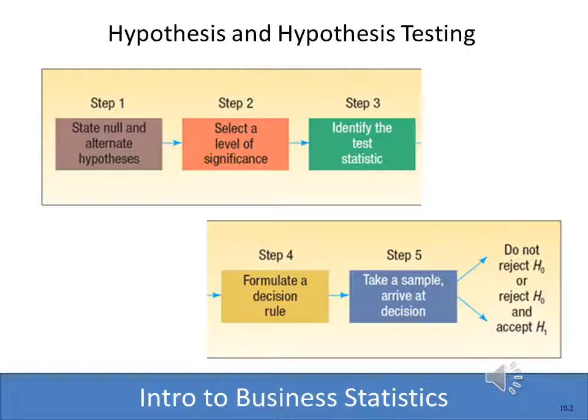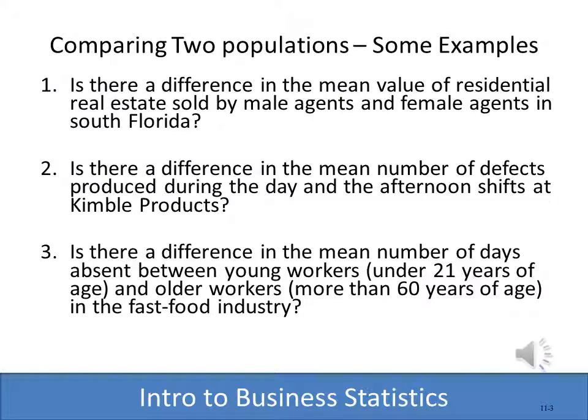Then finally, we're going to formulate the decision rule, which is the critical value. We're going to look up the critical value of the z or the t that we're comparing what we compute to. Then we're going to compute it, and then we're going to make our decision as to whether we reject or do not reject the null hypothesis based on comparing the computed test statistic, the computed f, the computed t, the computed z. We're going to compare that to our critical value. And the general rule is, if what we compute is smaller than the critical value, then we're going to not reject the null hypothesis.